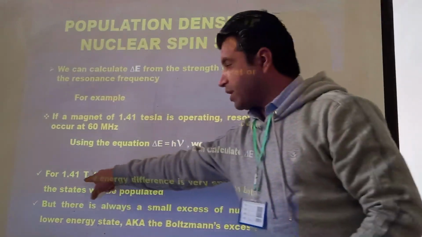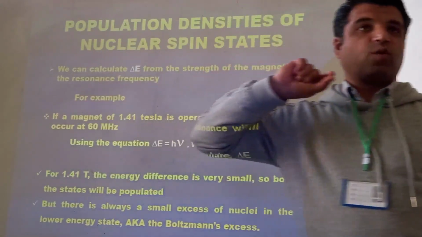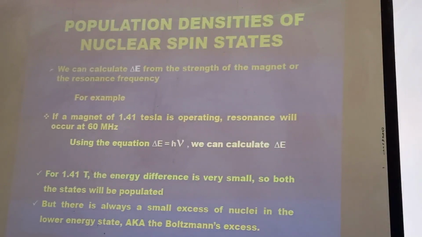For this magnetic field strength of 1.41 Tesla, because the energy gap is smaller, both alpha and beta states would be populated.